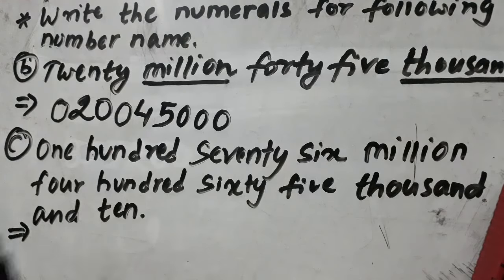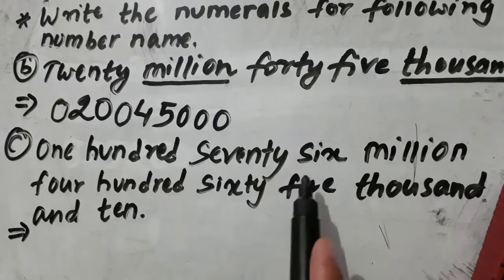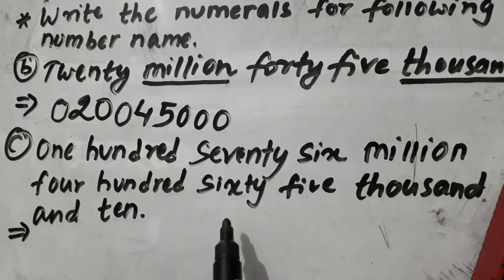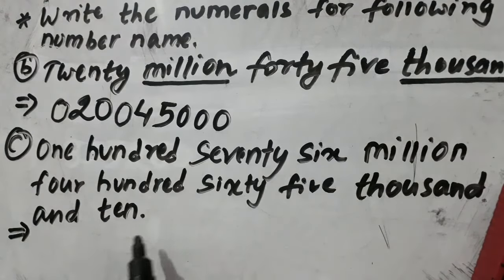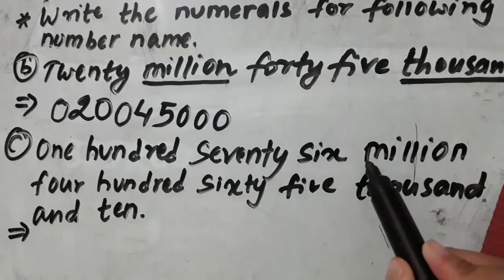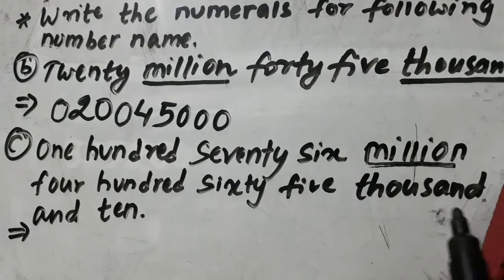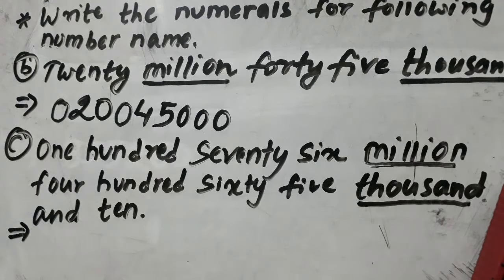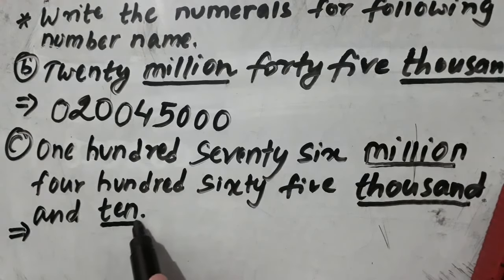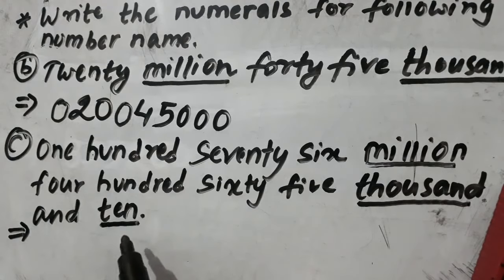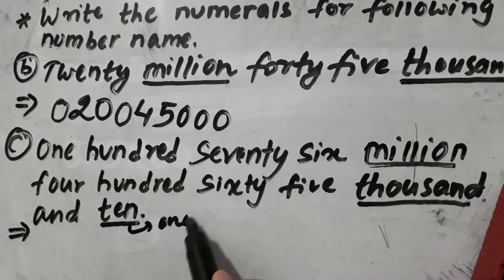So students, here in C, 176,465,010 is there. Now students, let's first underline the periods. Here it is the period of million. Similarly here it is the period of 1000. And students, after 1000 whatever is there, that is the period of ones. So it means after 1000 there is 10. This 10 comes under the period of ones.